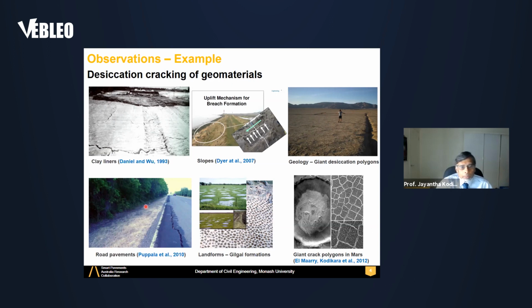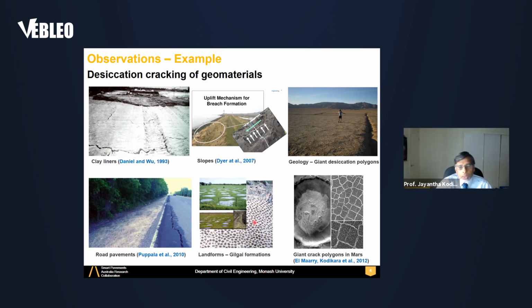In the bottom left corner, you see road pavements, which also can experience desiccation crack effects, especially close to the edges. Shoulders of pavements can experience desiccation cracks reflecting onto the surface due to shrinking and swelling soils underneath.